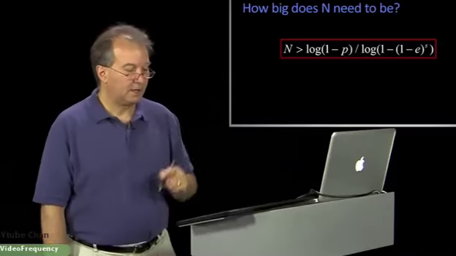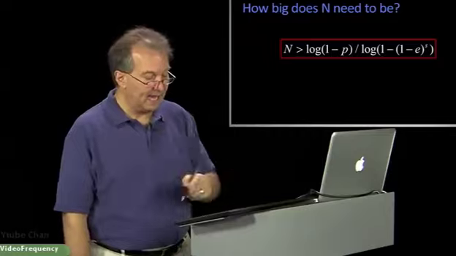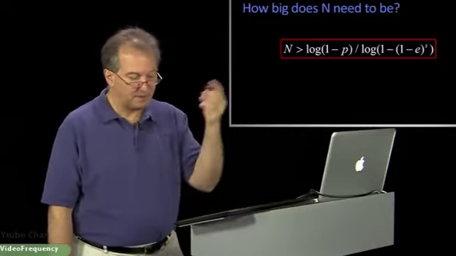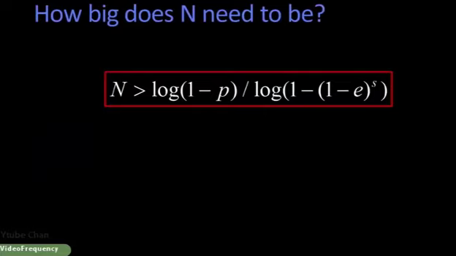All right, so how big does n have to be? Well, we gave you this equation, right? N is greater than log of 1 minus p over log of 1 minus e to the s. Fine. Look at that function. What's p? p is the probability of success. What's e? The percentage of outliers. What's s? The number of points in your minimal set.